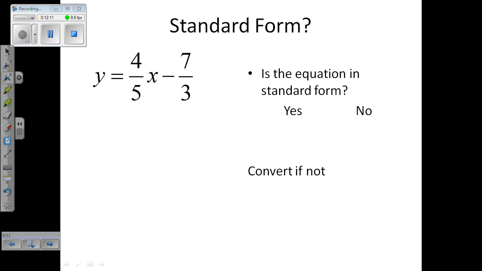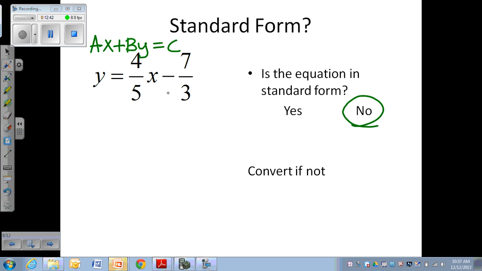Okay, this one, let's see. Lots of problems here. First of all, it's not in the right format. So we're going to have to move things around. Second of all, it's got fractions. So that's going to be a problem too. So is this in standard form? No. What I would like to do first is deal with the fractions first. So I want to get rid of those fractions so I don't have to work with fractions the whole time. So how can I get rid of these fractions?